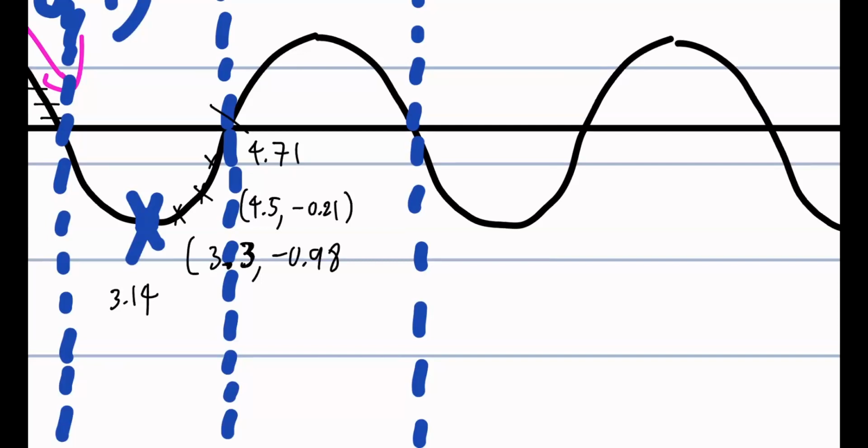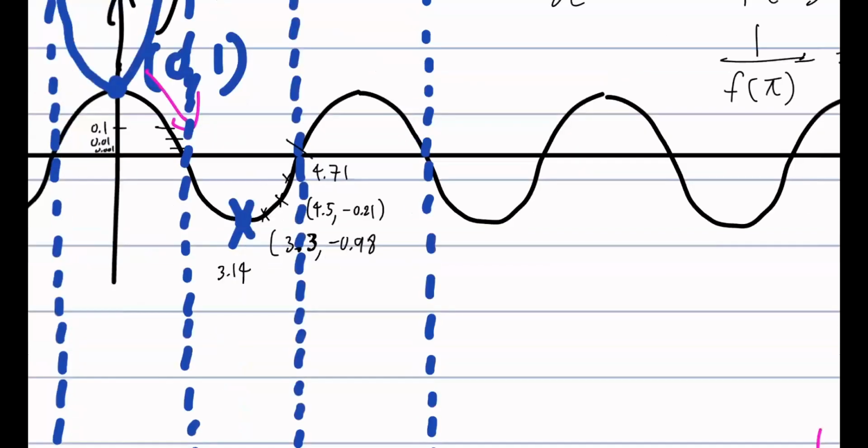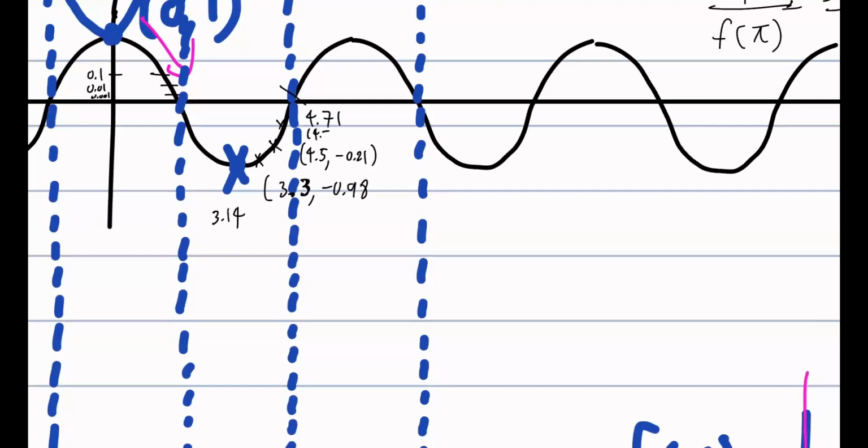Okay. Then finally, let's say I just go to 4.7. Let me see, what's the exact value again? It was 4.712. So let's say I go for 4.712. Then what's cosine of 4.712? Negative 0.000188. Right? Okay. All these values, negative 0.98, negative 0.21, negative 0.000188, they are just the f(x) values.